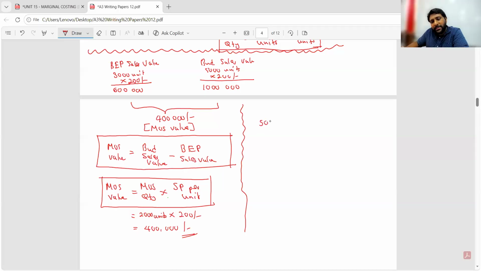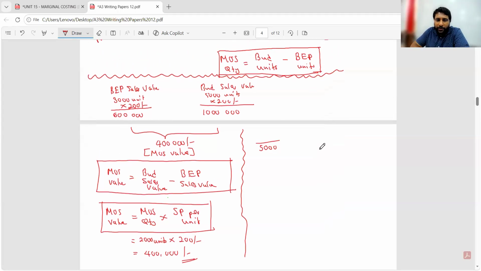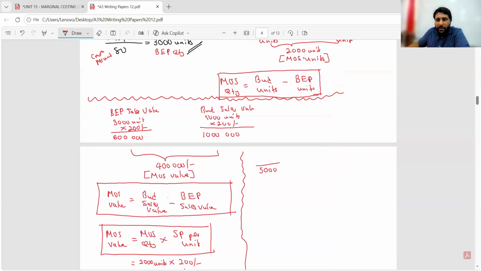Out of the 5,000 units that we are budgeting to sell, 2,000 units are for safety purpose. That means above the break even. Then as a percentage, how much is that, people? Quickly get it. 2,000 units divided by 5,000 units. 0.4. 0.4 means 40%.